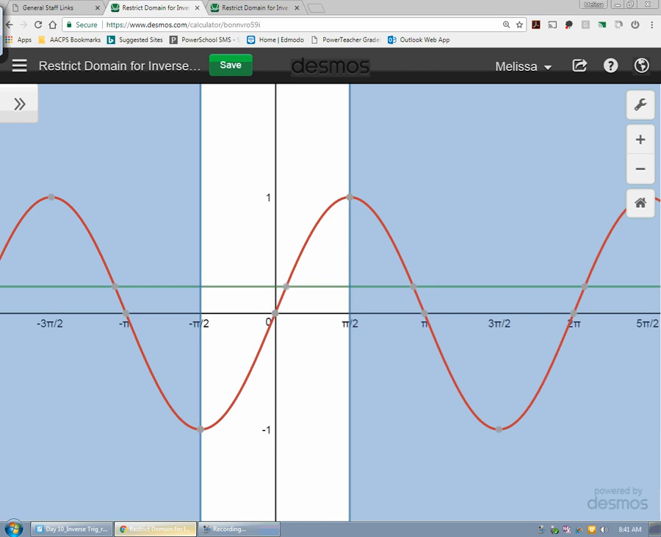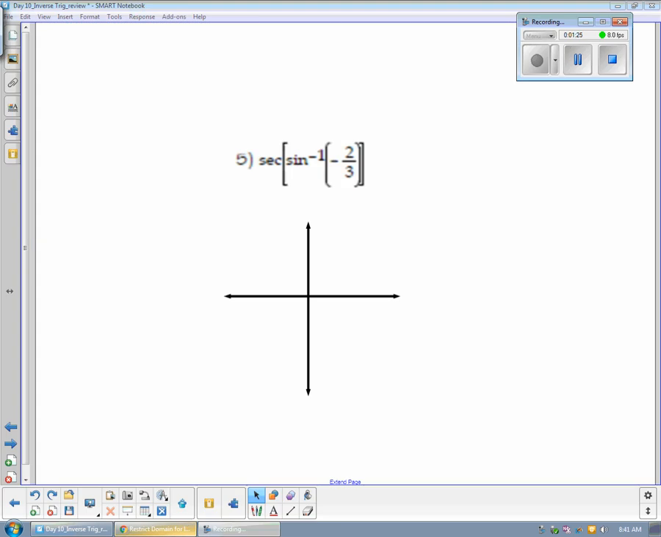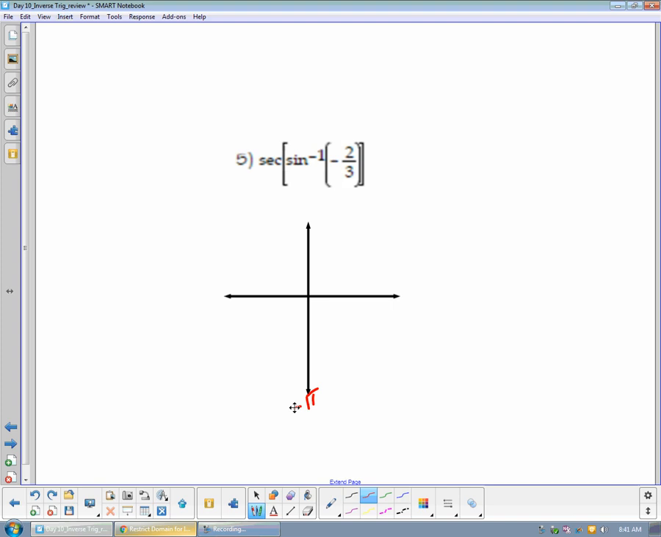But if I'm restricting the domain to -π/2 to +π/2, that means my answers for where this unknown angle is going to go from -π/2, which is the same as 3π/2, to +π/2. The angle will be somewhere between these two angles, which means the second and the third quadrant are out.